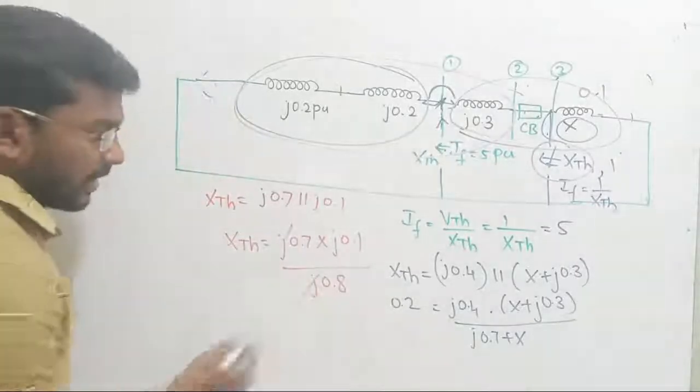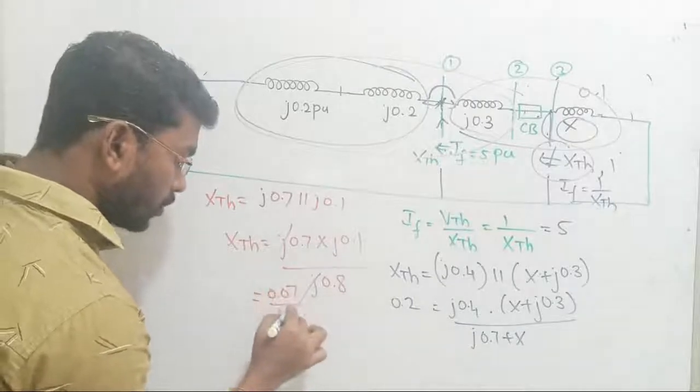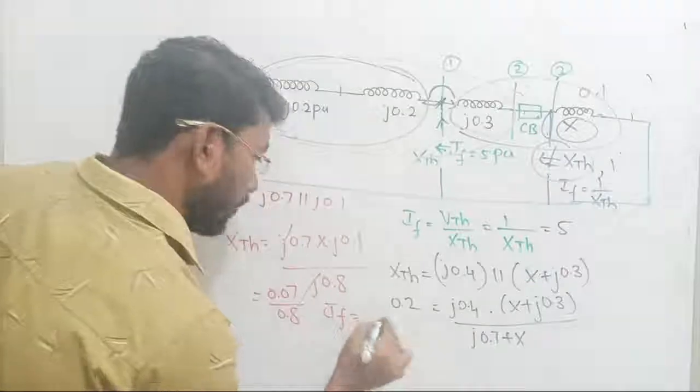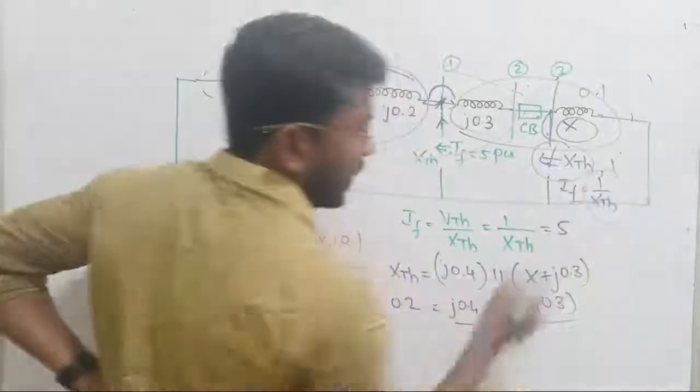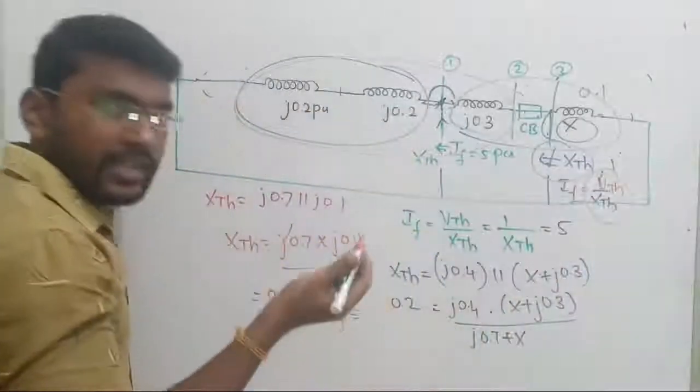Anyway, one J is getting answer 0.7 and 0.1 becomes 0.07 divided by 0.8. Just take the reciprocal. Why fault current? We are getting fault current. Fault current should be 1 by XTH. Actually, it is not 1 by XTH, it is VTH divided by XTH. But I said VTH will be 1.